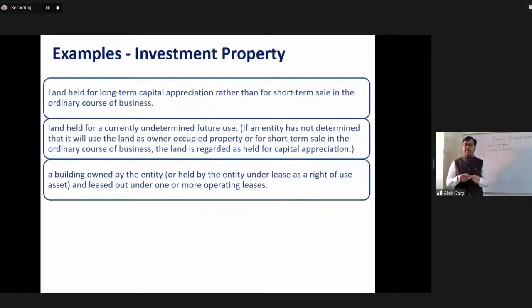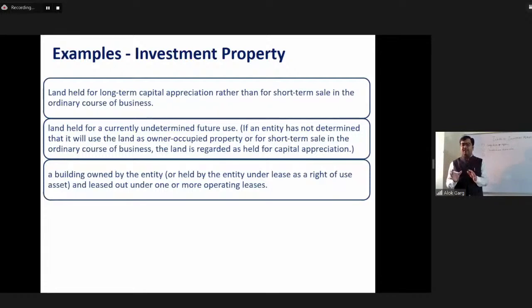Okay, so friends, from the lessor perspective, under Ind AS 116, the concept of operating lease and finance lease is there, but from the lessee perspective, the concept of operating lease and finance lease is not there. So there is a big change in the lease standard from the earlier standard to the new standard. You will read this concept later on while reading Ind AS 116.